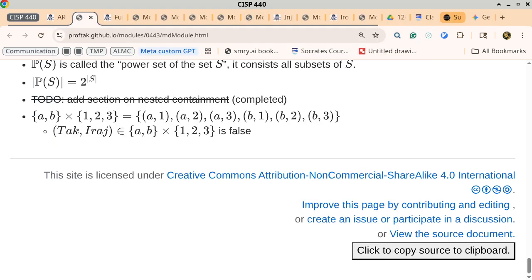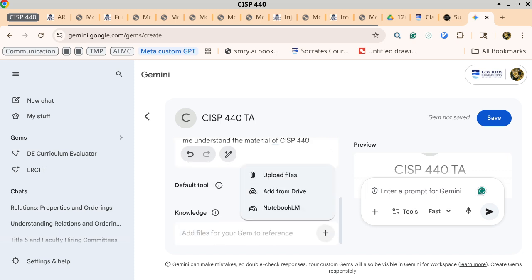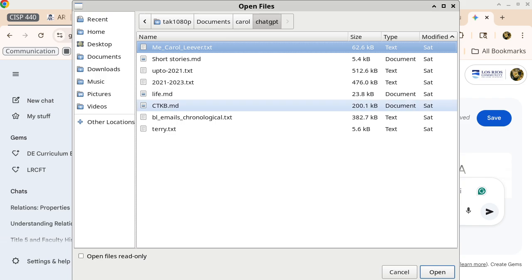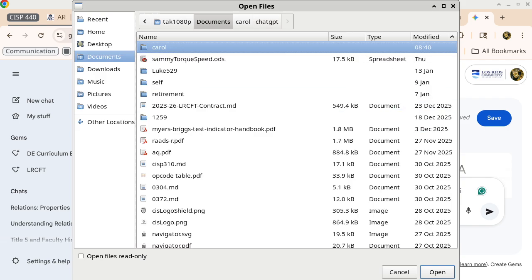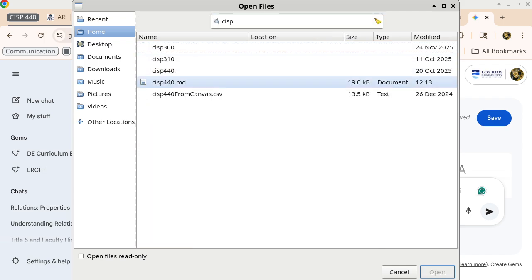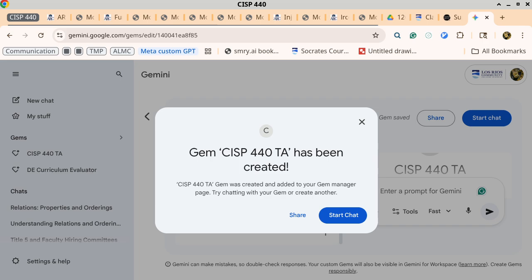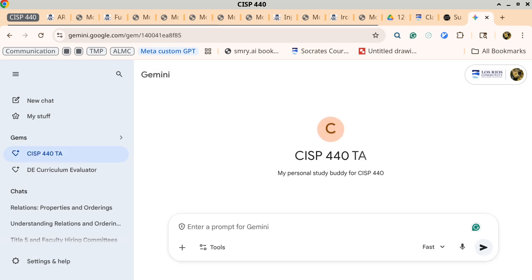So now we go back to Gemini, and then we upload all that content. We just use this scroll bar, go all the way back here, do a plus, and upload the file. In this case, we have to go to the home folder. I call this CISP440.md, like so. It has it uploaded. And then you click save. That's it. This is all you need to do to create a gem, which is basically a custom GPT in ChatGPT. And now you can start chatting with it.